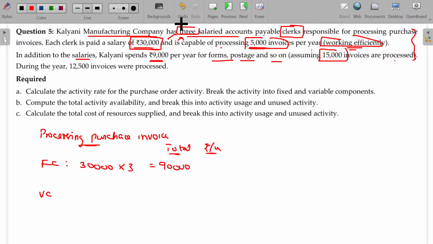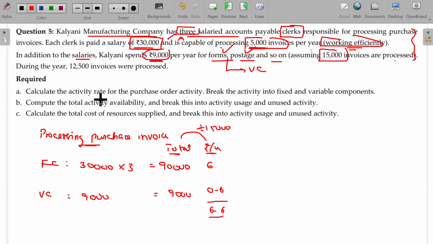Then naturally 3 workers can process almost 15,000 invoices. We are paying 90,000 rupees for processing 15,000, so 6 rupees is the fixed cost per invoice. Apart from that, 9,000 rupees is for forms and postage. This will be purely variable cost in nature. So 9,000 rupees in total for 15,000 units is 0.6. Total cost being 6.6.